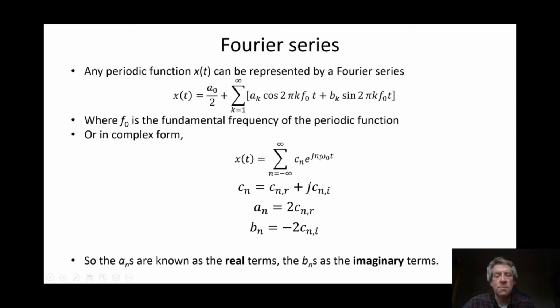The cn coefficients can be written in terms of real and imaginary components. And there's a nice equivalency between the a values from the first formula and the b values from that first formula and the c values. Ignore the fact that these are subscripted n there, b's are subscripted n. We're still looking at the integer values, a1, a2, a3, and so on. So, because we have this relationship, because the an's come from the real components of the complex coefficients, and the bn's come from the imaginary components, the an's are often known as the real terms, the bn's as the imaginary terms.